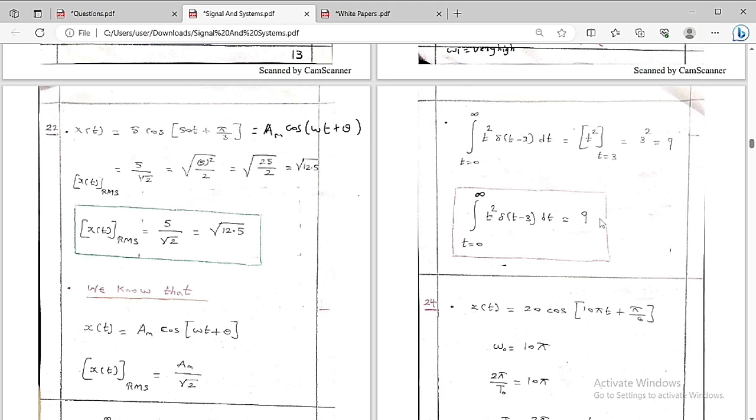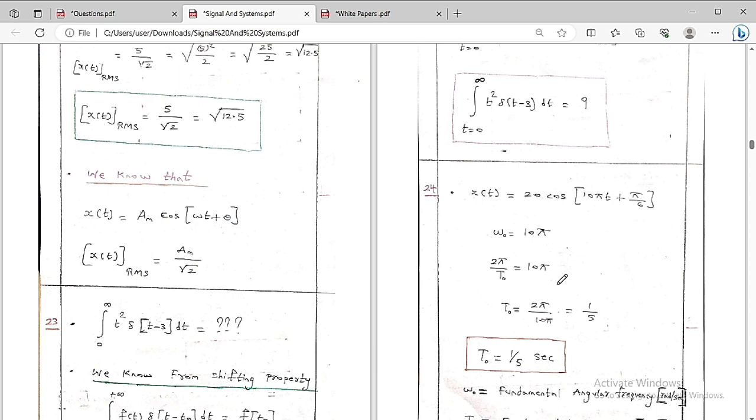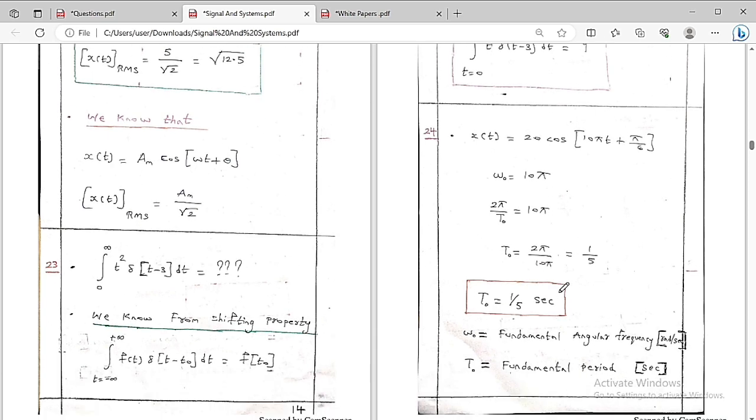So like this, always you have to keep in your mind the shifting property. The shifting property is nothing but the integration from minus infinity to plus infinity of f of t into delta of t minus t naught dt is equal to f of t naught. This formula you always have to keep in your mind. So now this is the correct solution of this question, right?